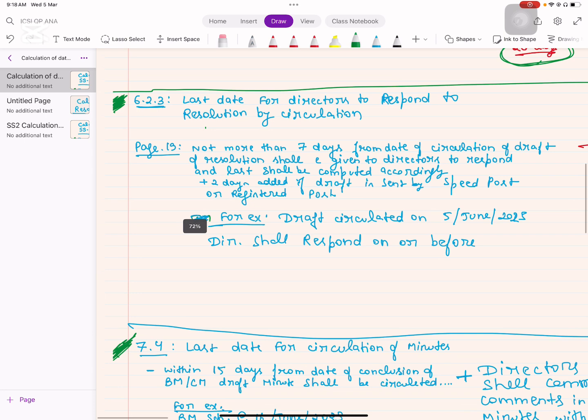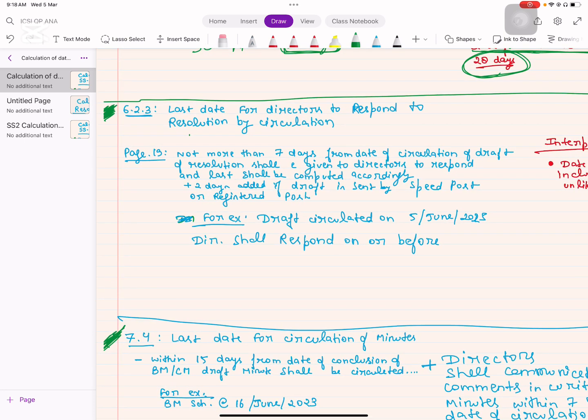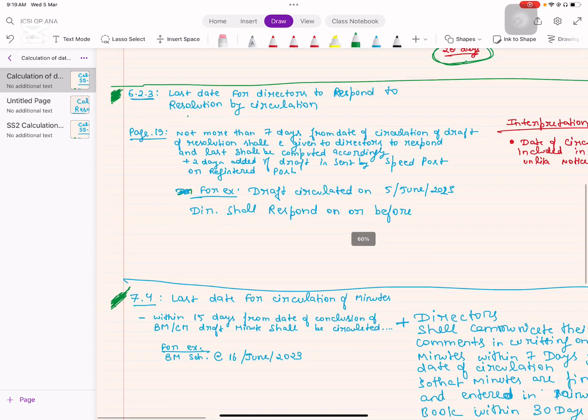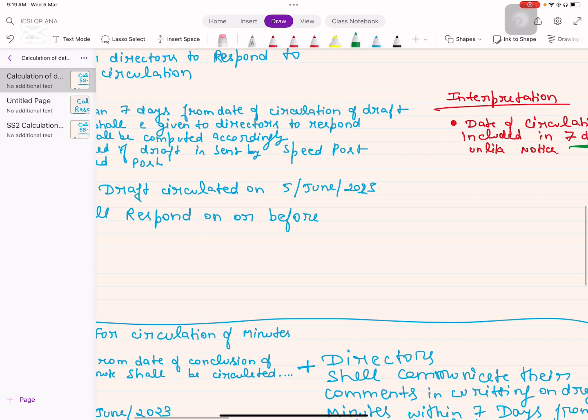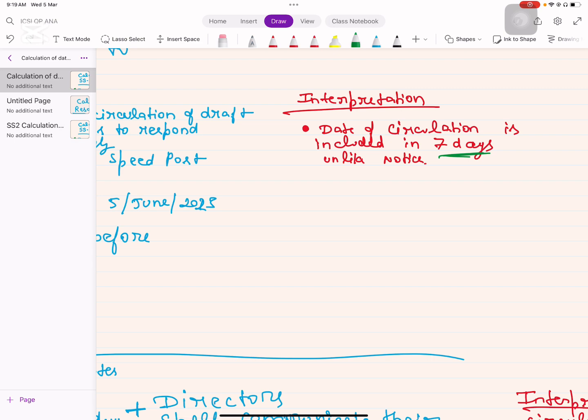Now, the fourth point, last date for directors to respond to resolution by circulation. In this case, it is provided that not more than 7 days from date of circulation of draft resolution shall be given to directors to respond, and the last date shall be computed accordingly. Now, interpretation: the date of circulation is included in the 7 days, unlike notice. As in notice, the date of board meeting was excluded, but in the case of passing of resolution by circulation, directors have to respond within 7 days counting from the date of circulation.